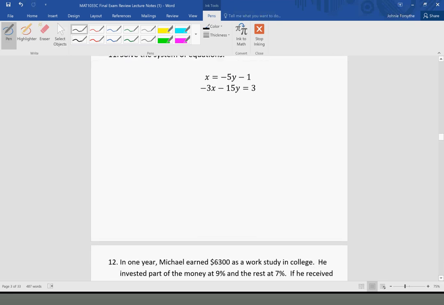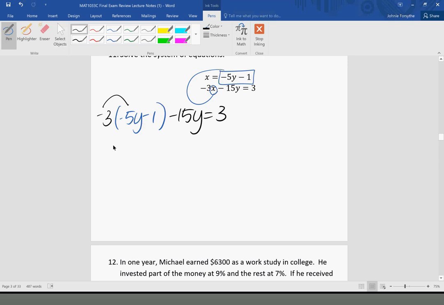the last one. X minus negative 5y minus 1, and then negative 3x minus 15y equals 3. So now here we're going to solve this, and I'm going to use the substitution method because it's already got the x by itself. So I'm going to take what they have equal to x and plug it into x in the other equation. So I have negative 3 times negative 5y minus 1 minus 15y equals 3. So now we're going to distribute this negative 3.